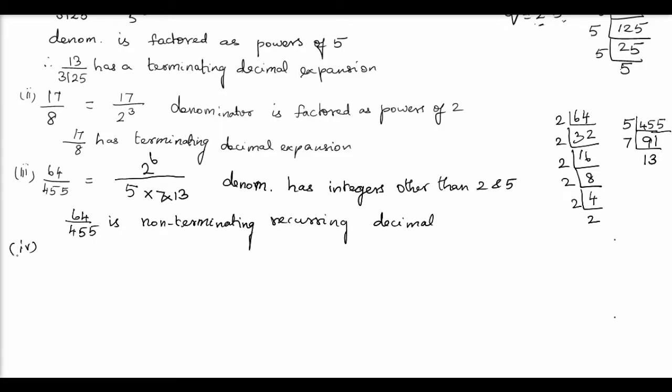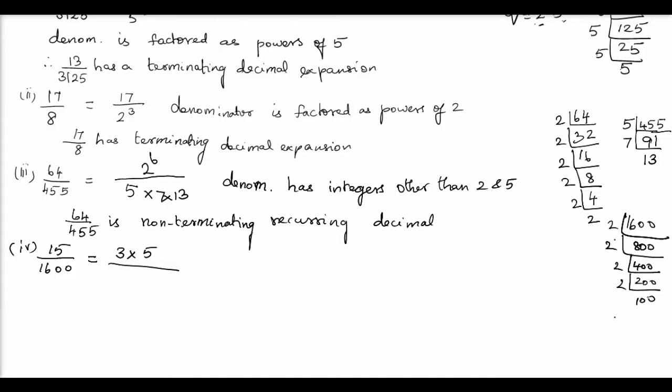I will go for the fourth subdivision. The fourth subdivision is 15 by 1600. So now this is equal to, when you factorize 15, it is 3 into 5. And denominator is 1600. Divide by 2, it is 800. Divide by 2, it's 400. Divide by 2, it's 200. Divide by 2, it's 100. Divide by 2, it's 50. Divide by 2, it's 25. Divide by 5, it's 5.